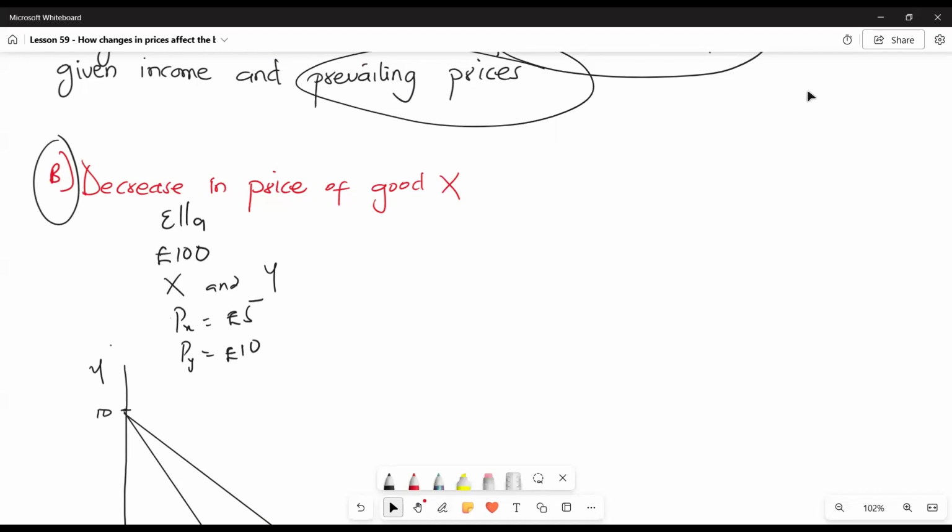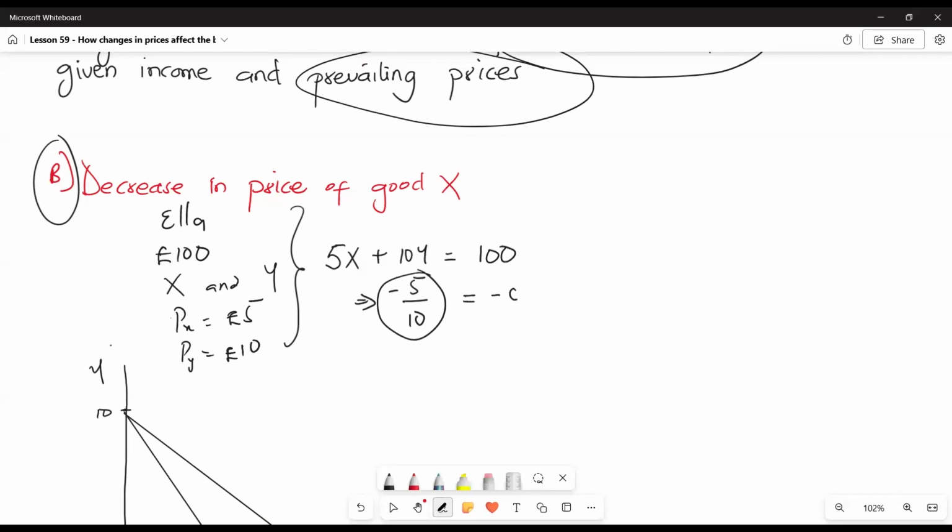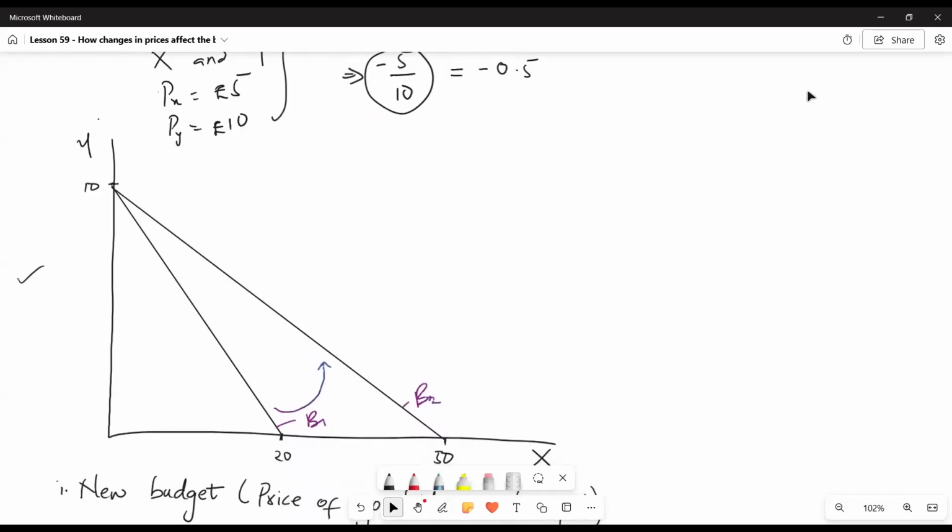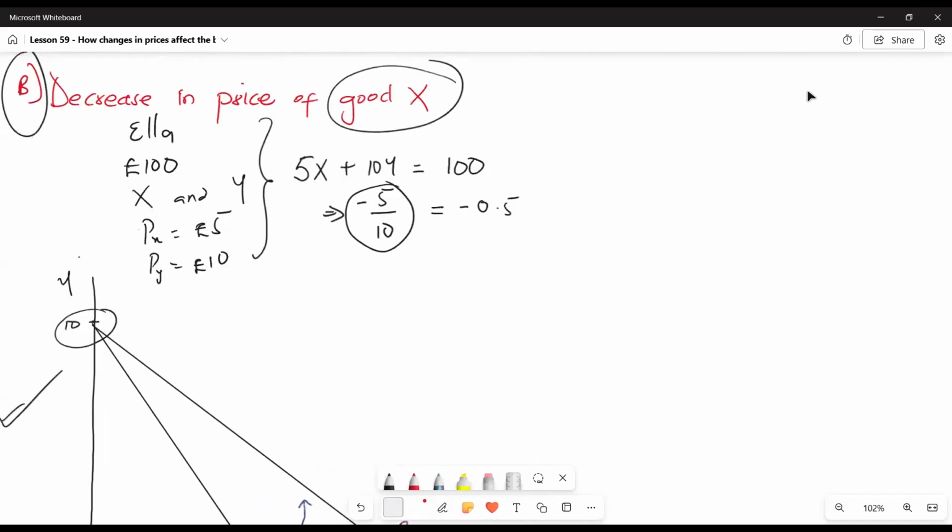Now we see from our previous lesson that given this information, the budget line is represented as 5x plus 10y equals 100, with a slope of minus 5 divided by 10, which is the relative prices of the two goods, equal to minus 0.5. This budget can be represented with this figure here, where the x-intercept is equal to 20 and the y-intercept is equal to 10, given the prices and the income that we have. So B1 represents the budget that we have here.